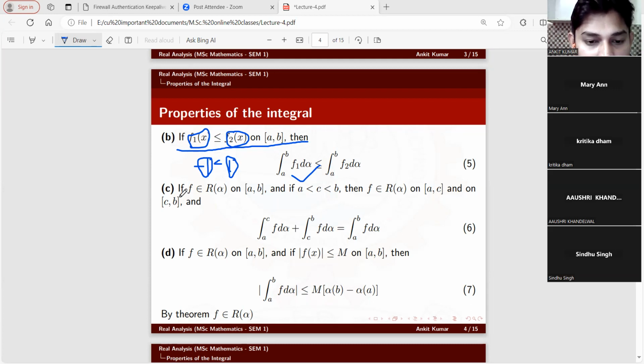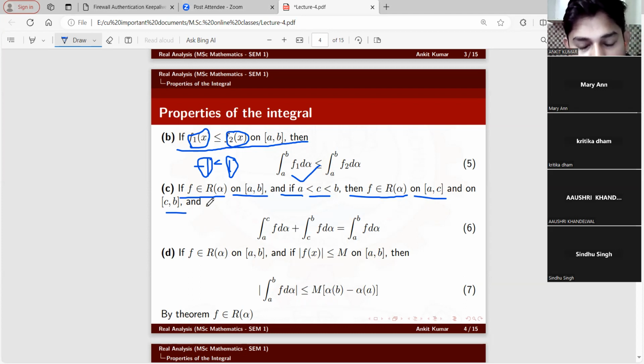In property C, what is C? If f belongs to R alpha, if f is Riemann Stieltjes integrable on the closed interval a comma b, and if c is any point which lies between a and b, then f belongs to R alpha on a comma c and on c comma b also.